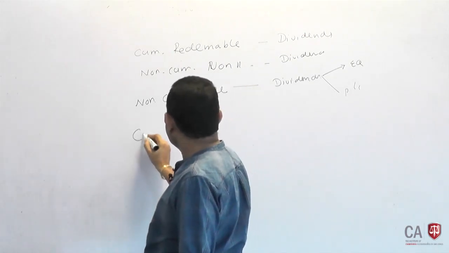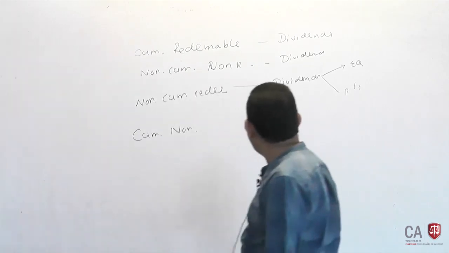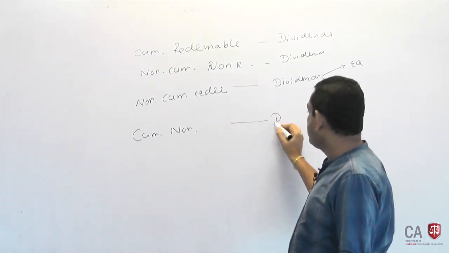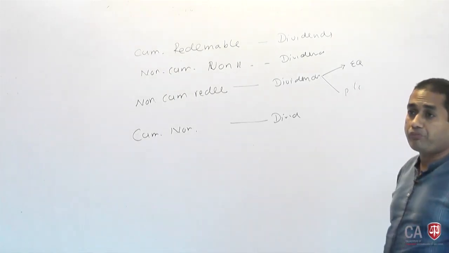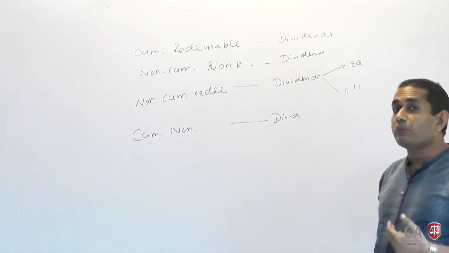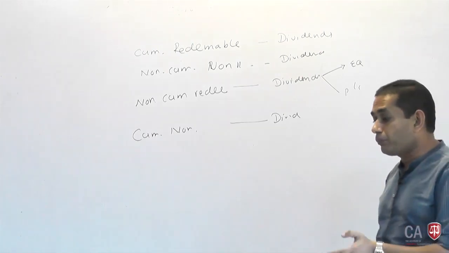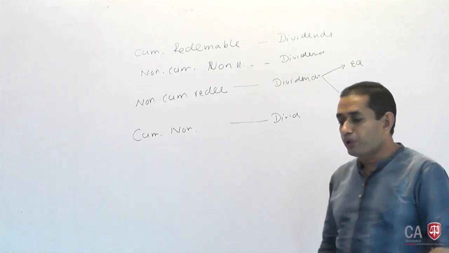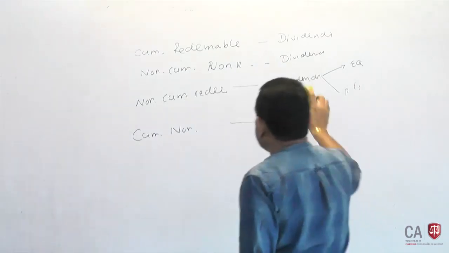Similarly, for cumulative non-redeemable, dividends are partly taken to profit and loss, partly taken to the equity statement. So, dividends attributable to the equity component should be in the equity statement, and dividends attributable to the liability component should be in profit and loss. Now, let us look at this.